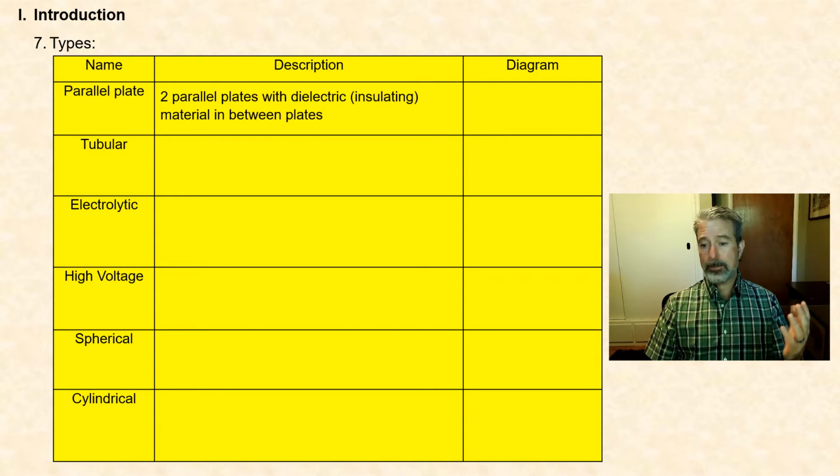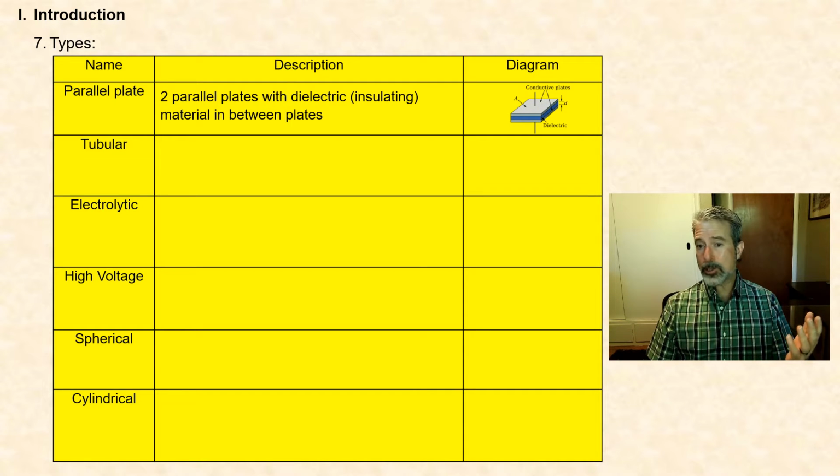And the parallel plate, as the name suggests, consists of two parallel plates. Remember, any capacitor is two conductors separated by an insulator. Here our two conductors are thin plates that are parallel to each other with an insulating material in between the plates. And we'll talk later on today specifically about this insulating material that we call a dielectric.